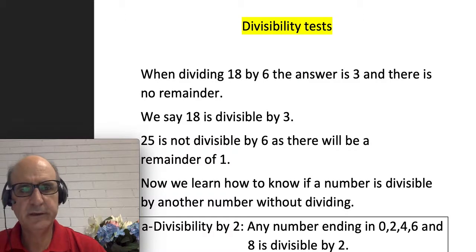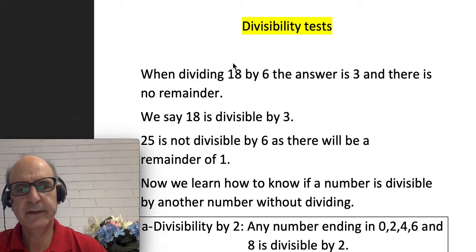In today's lesson, we are looking at divisibility. What is divisibility? Divisibility is when your number can be divided evenly by another number. For example, when you divide 18 by 6, the answer is 3. And there is no remainder.